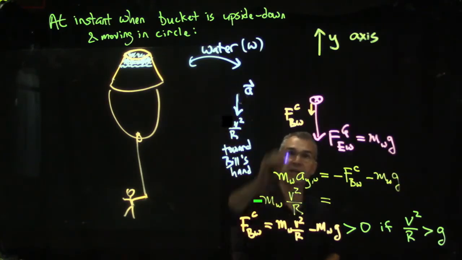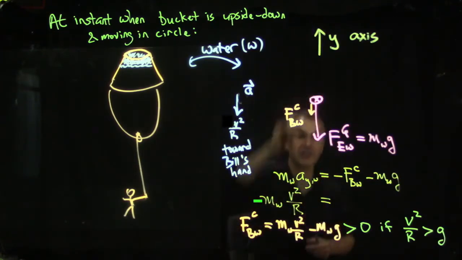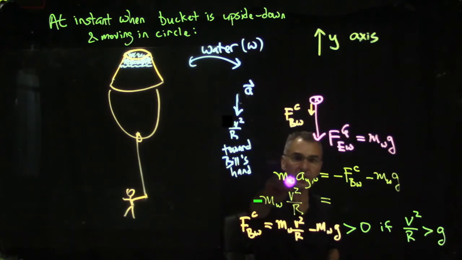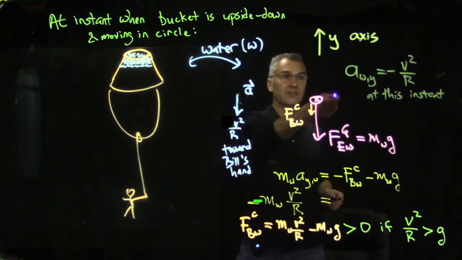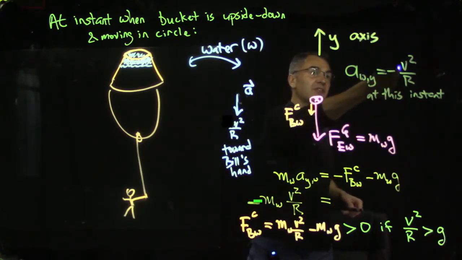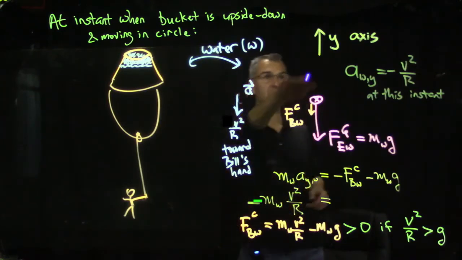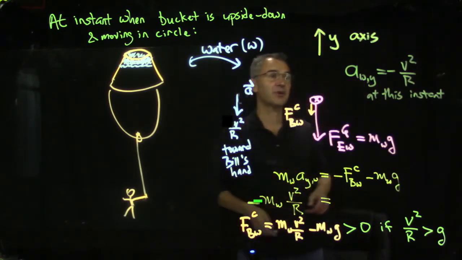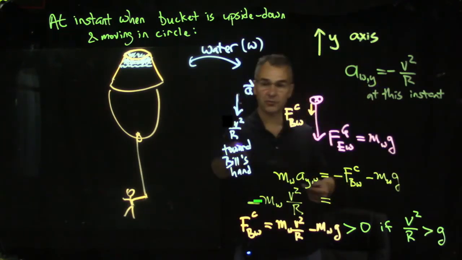So if we write Newton's second law along the y-axis, so I drew the y-axis pointing up here, then mass of the water times the acceleration of the water in the y direction. So if I make the y-axis point upward, then the y component of the water's acceleration at this instant is minus v squared over r, because the acceleration is downward. There is no x component of acceleration, and the y component is minus v squared over r.